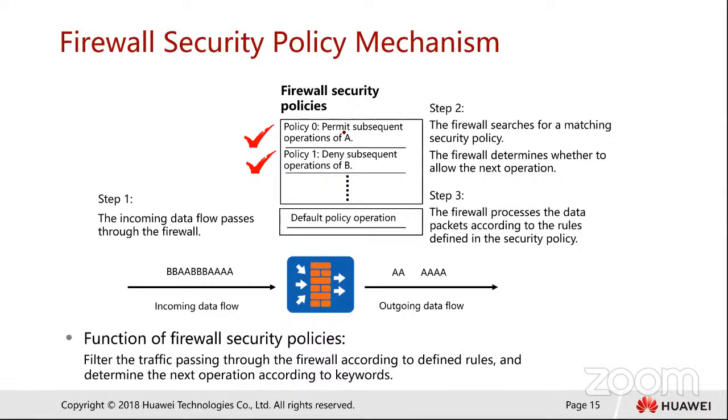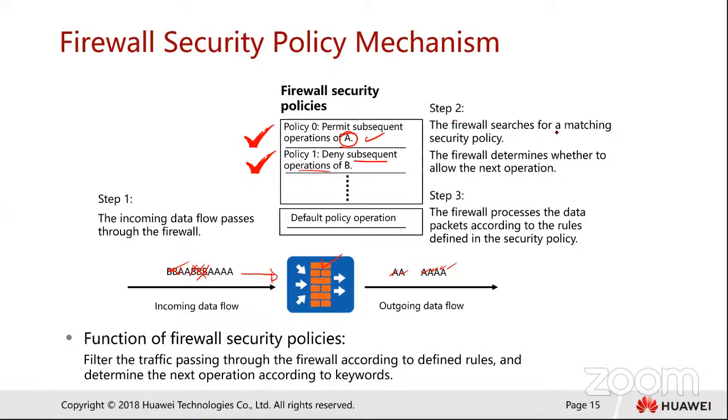So policy 1 says permit subsequent operations of A, and also deny subsequent operations of B. So when the packets come, it's going to filter out only the packets of A, because we are only permitting subsequent operations of A. So A is going to come and will be allowed to flow through our firewall and it will be permitted. But when the B packets come, they will be denied, because our policy here says when subsequent packets of B come, please kindly deny them.